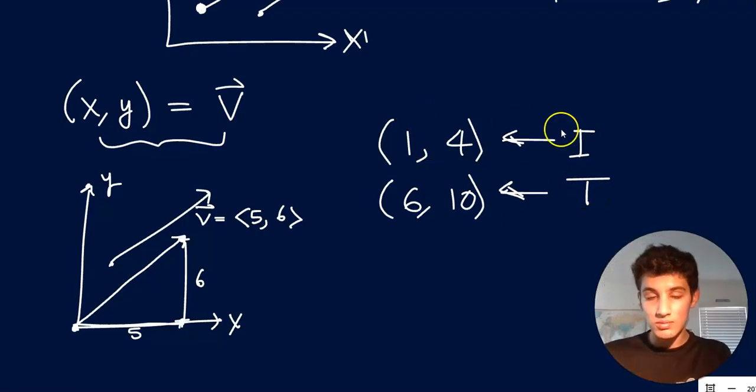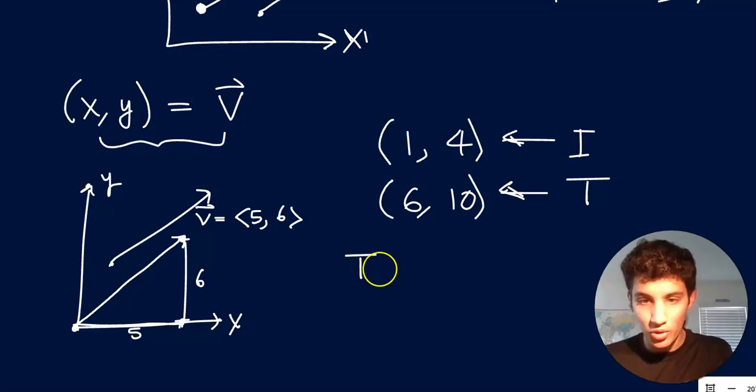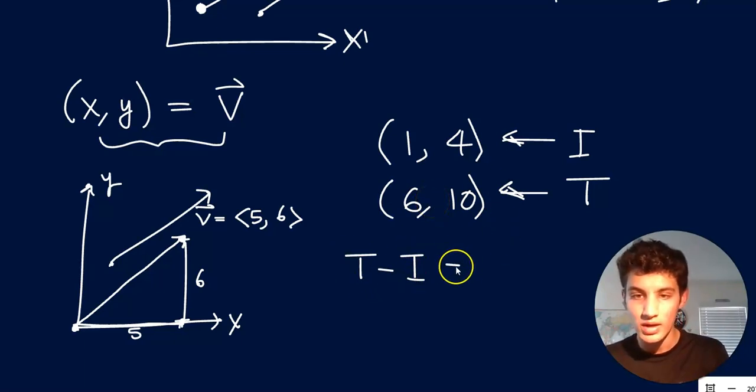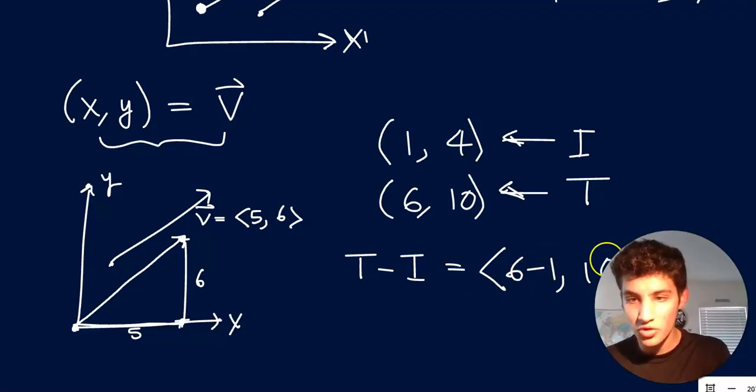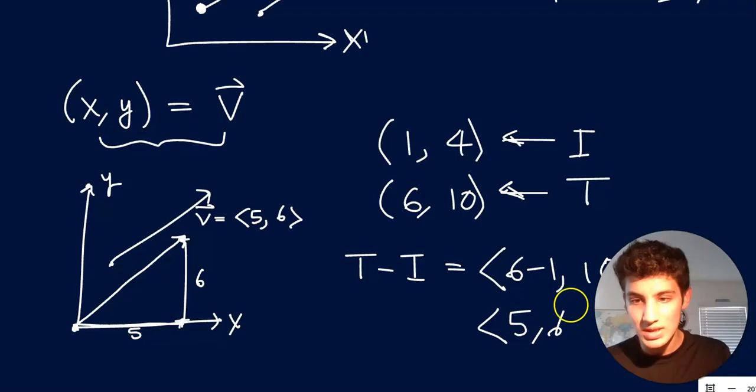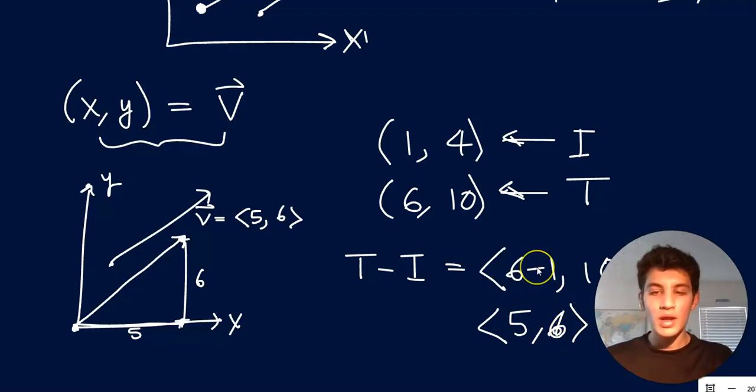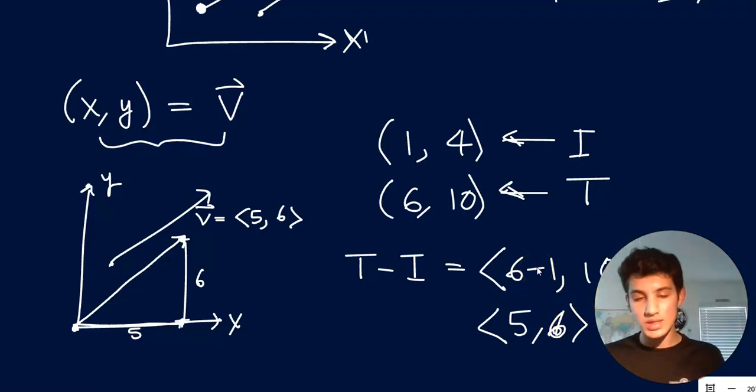To find the coordinates of the vector, we just do the terminal point minus the initial point. And that makes sense. We're talking about the change in x and the change in y. Over here, this will just be 6 minus 1, 10 minus 4, in that order, because we're doing terminal minus initial. And this is just 5 and 6, which is the exact same thing. That makes sense, right? It's the same vector, it's just at a different position.